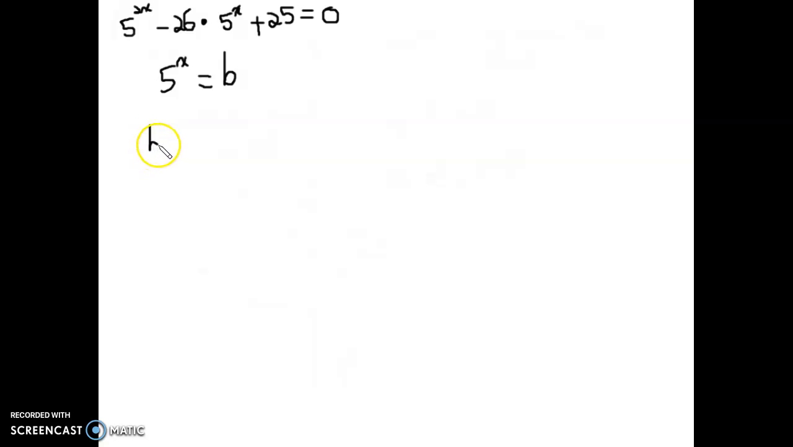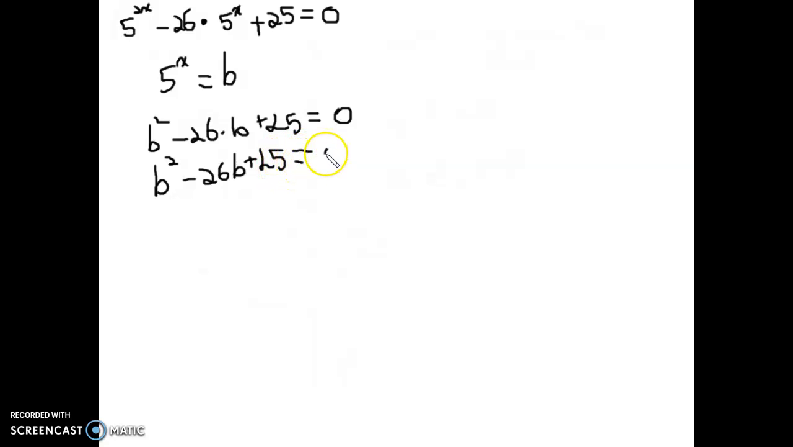So b to the power of 2 minus 26 multiplied by b plus 25 is equal to 0. And so what we can do next is simplify this left side. We can multiply negative 26 and b to create negative 26b, and we can leave the 25 the same, as well as b squared.